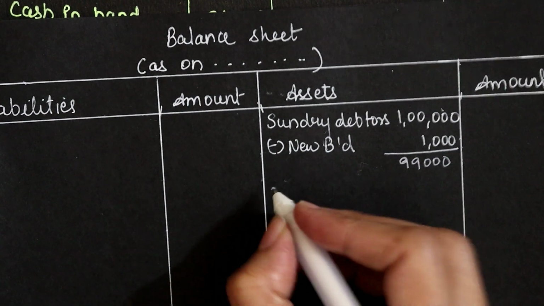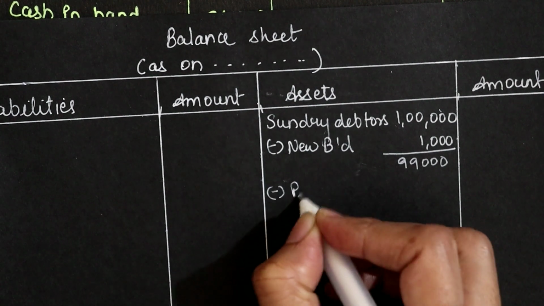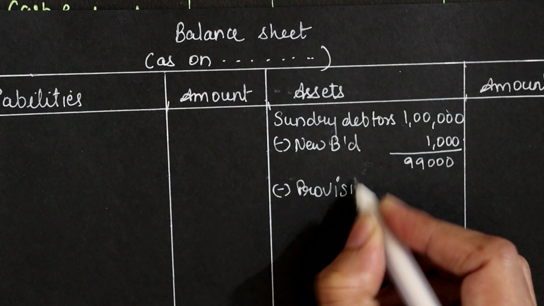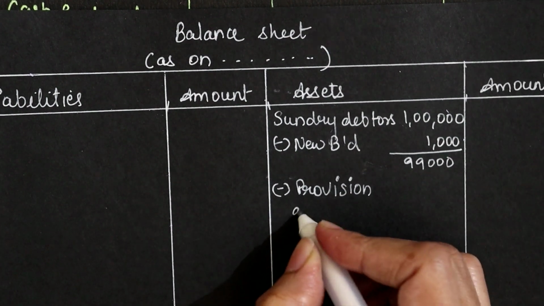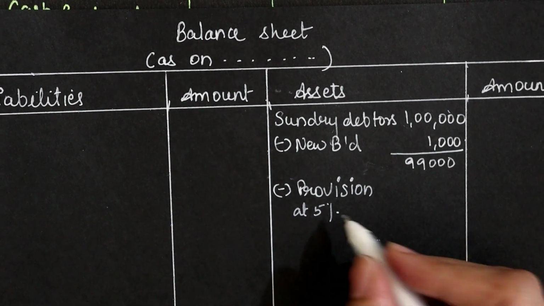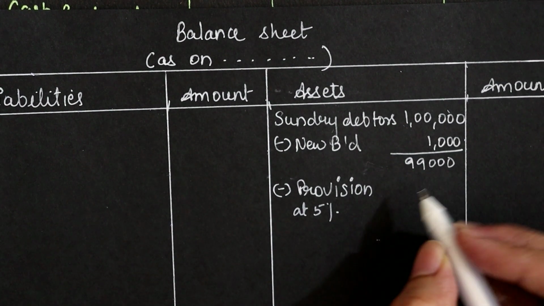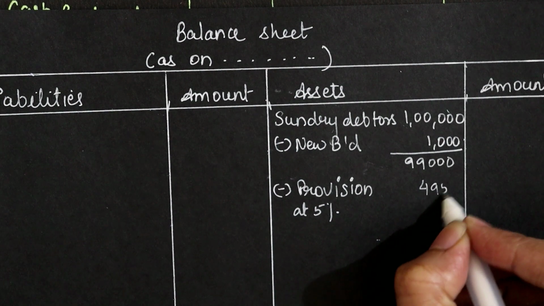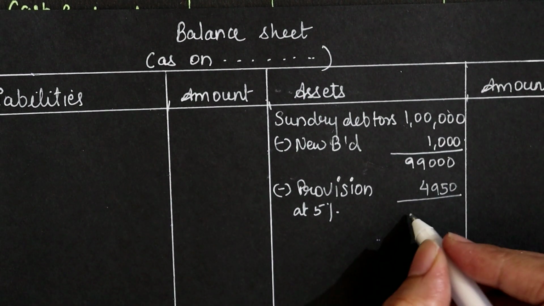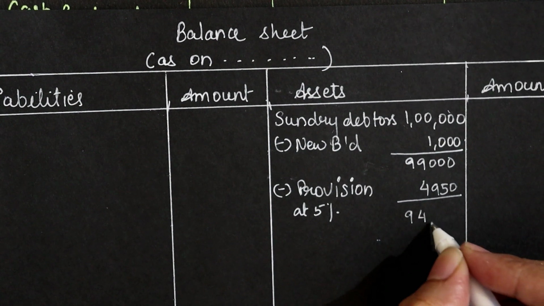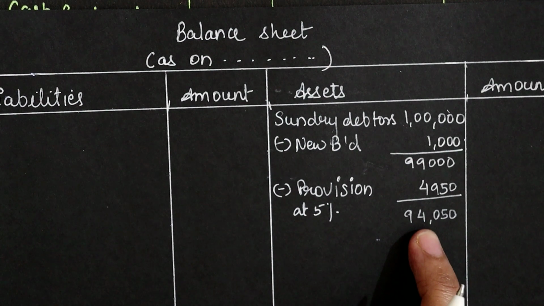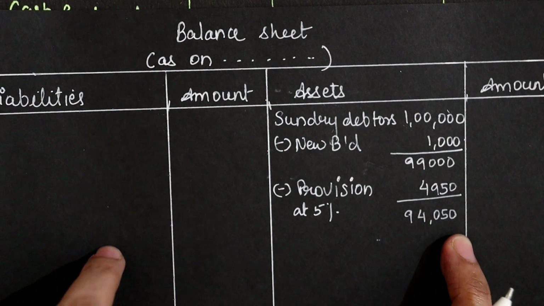On this 99,000 we have to make provision. Provision at 5%. 5% of 99,000 is 4,950. And we get our net value 94,050. On this amount 94,050 we will calculate discount on debtors.